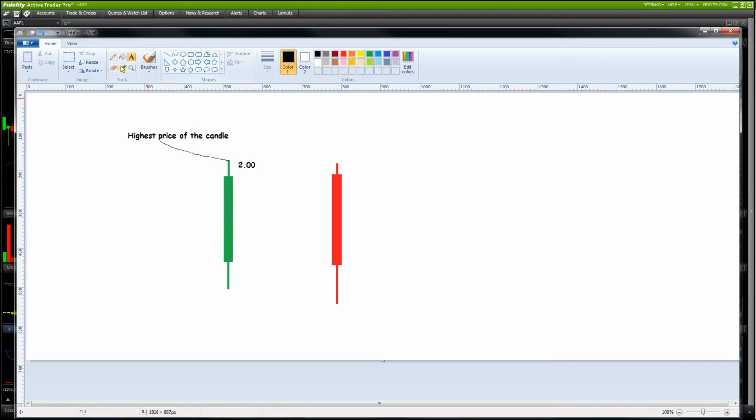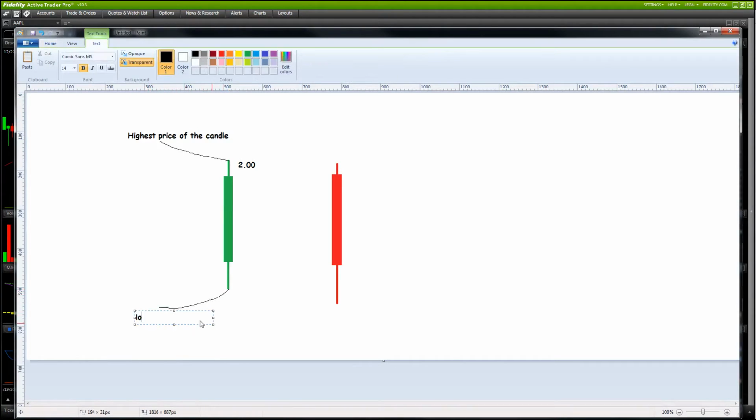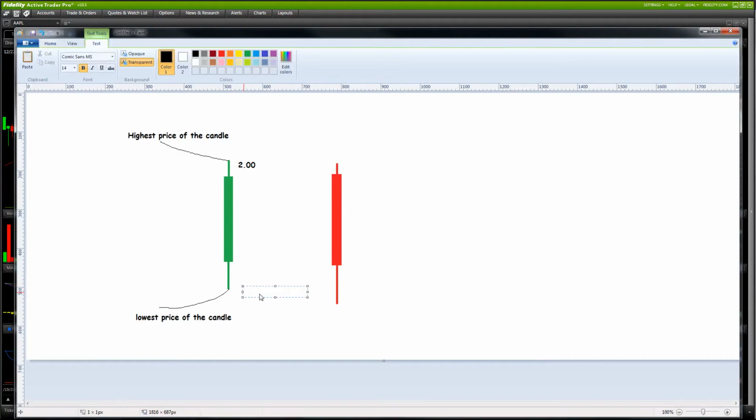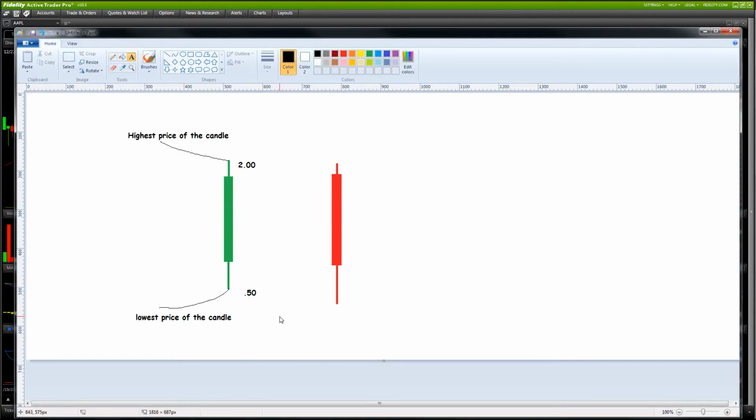Now, the second area that we're going to be looking at is the very bottom of this candle right here. Okay, and this is going to be represented as the lowest price of the candle. So now we have the lowest price and the highest price of the candle, and we're going to call this 50 cents. So in this 15-minute duration, our price has gone as high as $2 and as low as 50 cents.